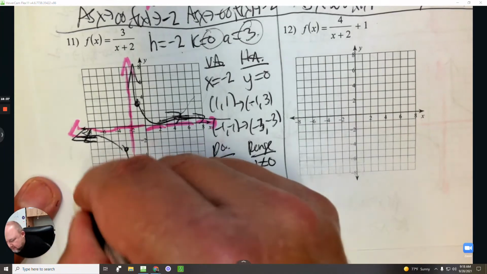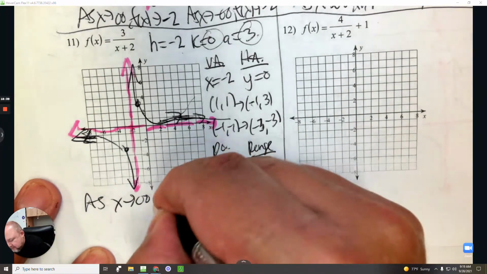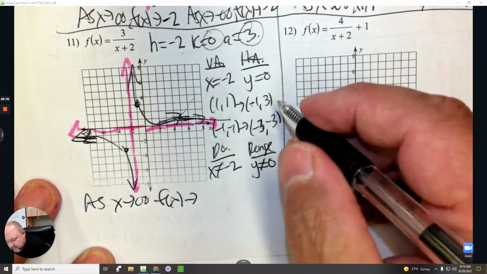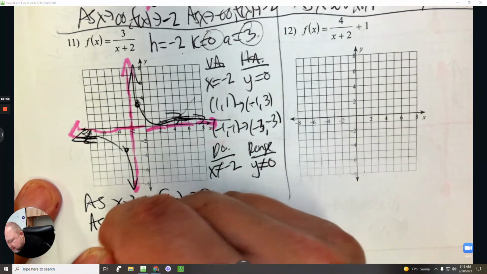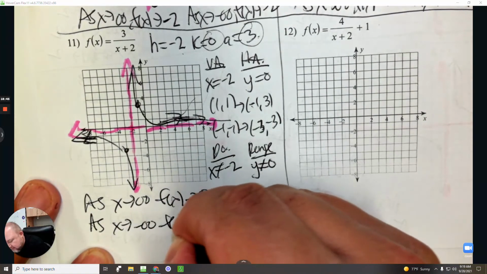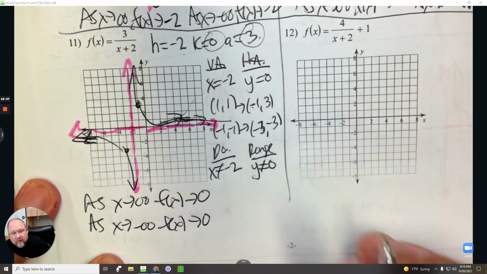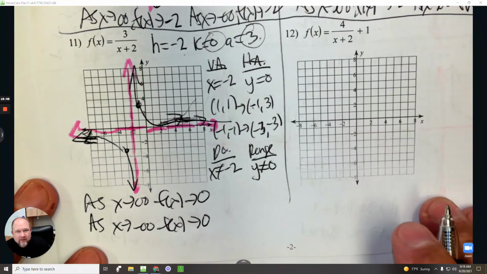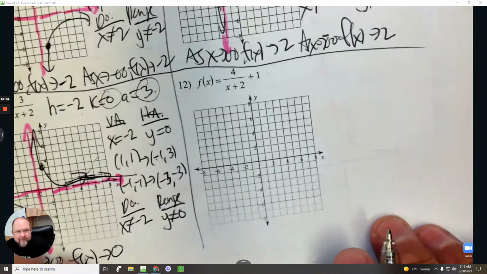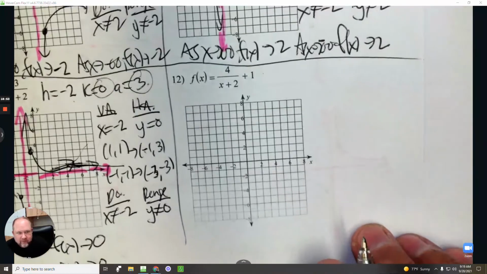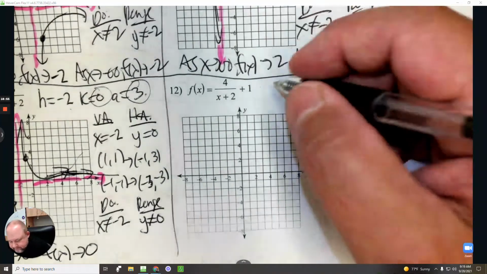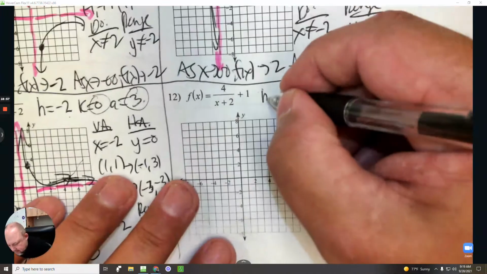And then the end behavior, as x approaches infinity, the function approaches 0. As x approaches negative infinity, the function approaches 0. Last one. Here we go. You first. So press pause and do number 12. All right, this is my answer.